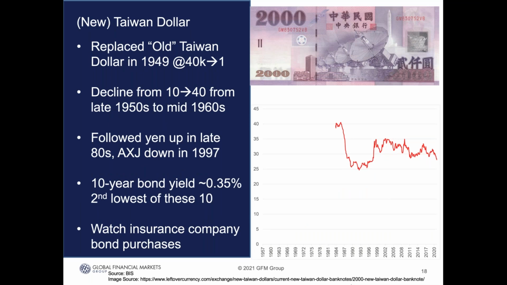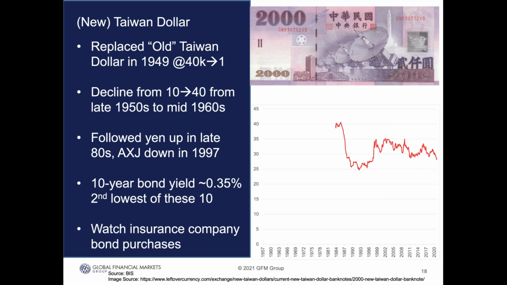Next, we'll talk about what's called the new Taiwan dollar. Now, technically, the term is new Taiwan dollar because it replaced the old Taiwan dollar back in 1949 at a rate of 40,000 old Taiwan dollars to 1 new Taiwan dollar. Now, that was before I was born, so the only Taiwan dollar I've ever used, they're all new Taiwan dollars, but you still, when you arrive in Taipei, see NTD.